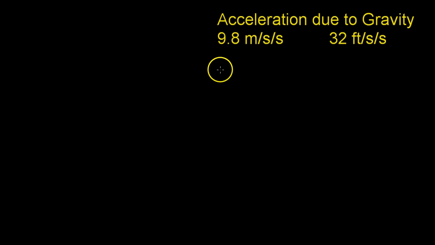Okay, I wanted to give you a visual explanation of the acceleration due to gravity and what exactly this meters per second that we talk about in class means. And the figure that we need to remember is that the acceleration due to gravity is 9.8 meters per second per second. It is also 32 feet per second, but because we are a science class, we are going to be dealing with metric and seconds.